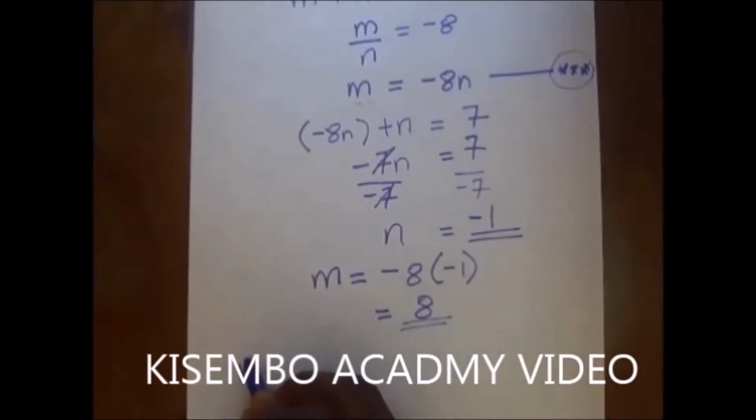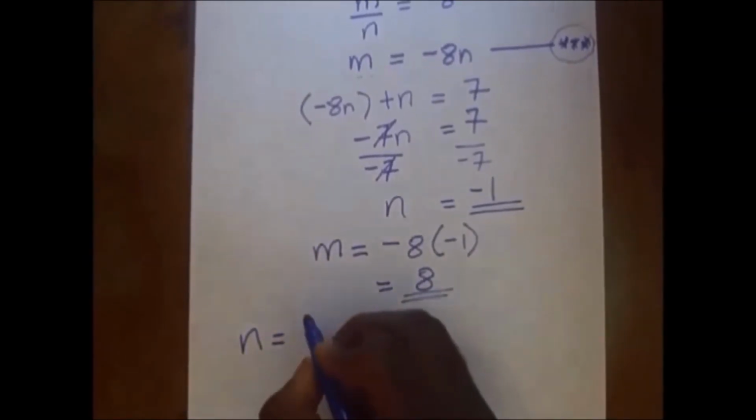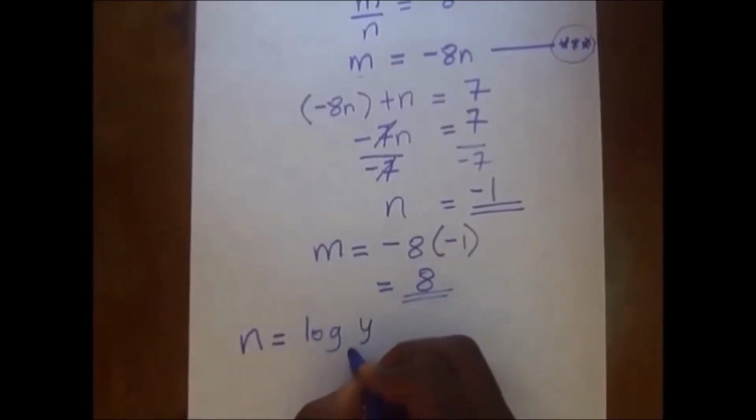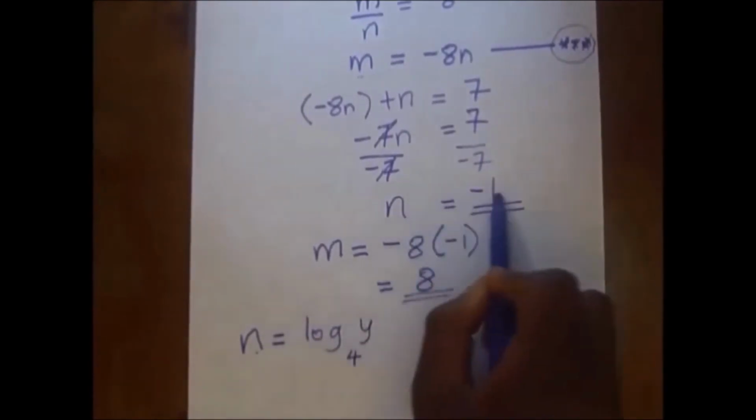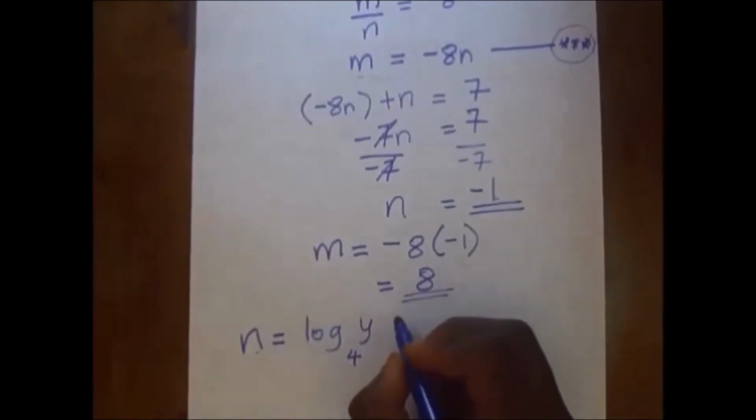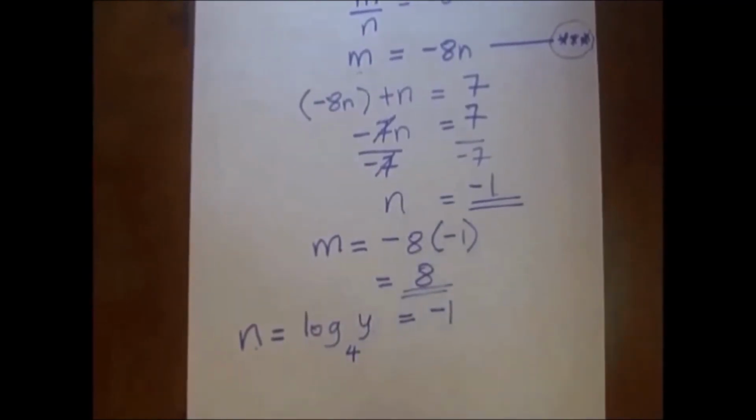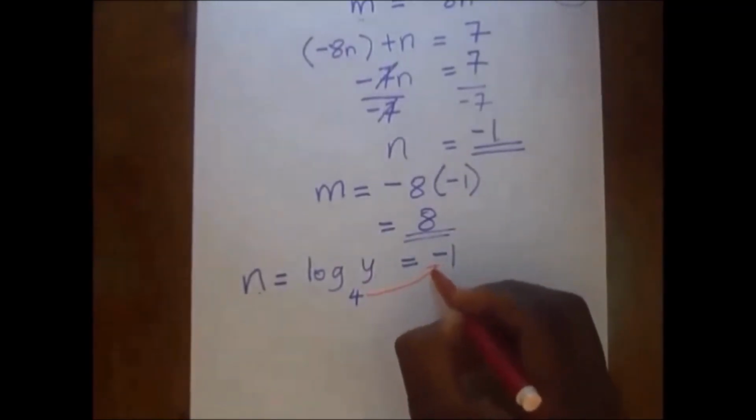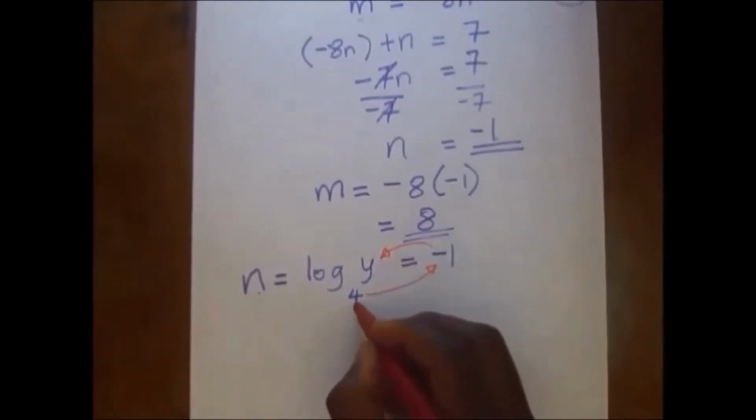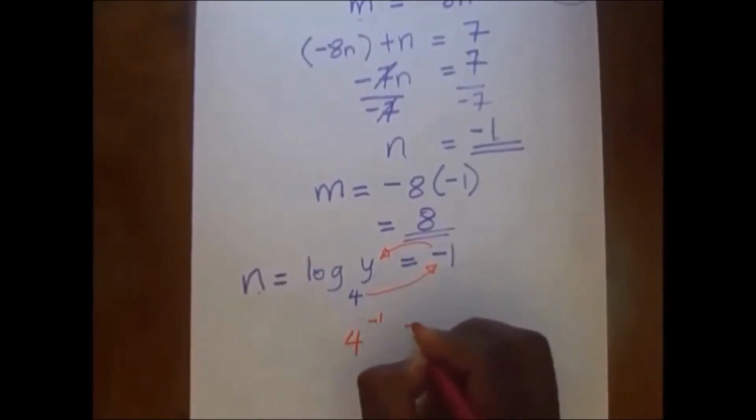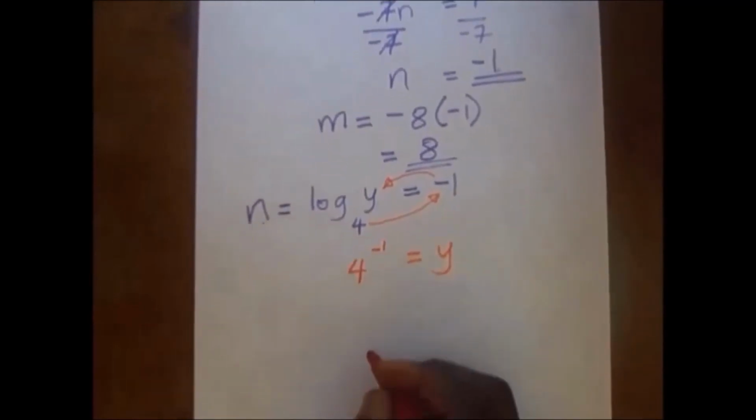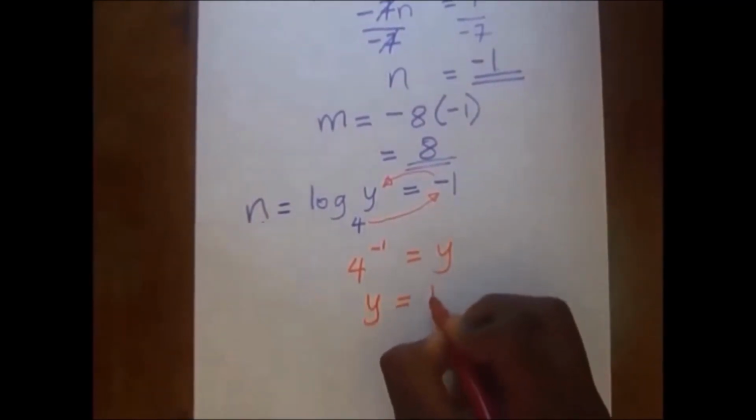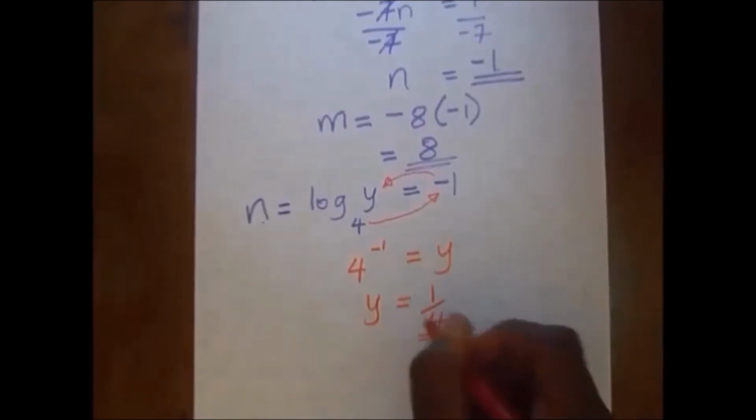But we know that n is equivalent to the log of y base 4. And we also know that n is equal to negative 1. So it means that this expression is going to be equal to negative 1. So we convert that into indices to find the exact value of y. So we say it is going to be 4 to the power negative 1 is going to give you y. So we end up with y giving us 1 over 4. So our value of y is a quarter.